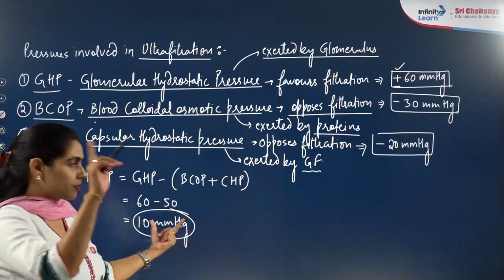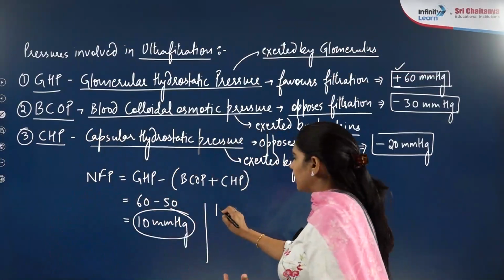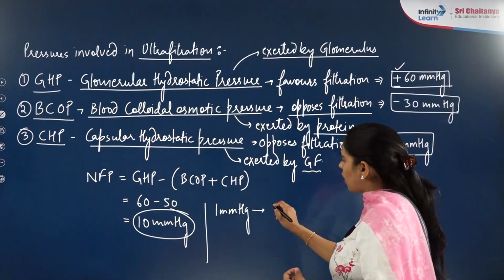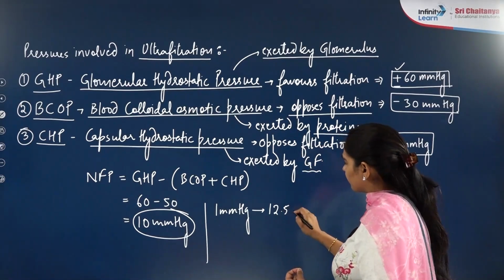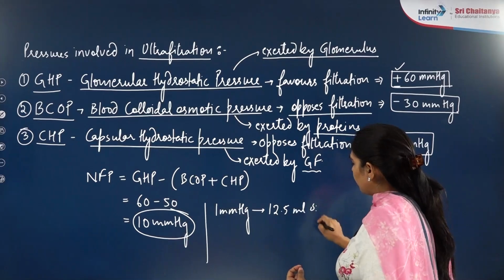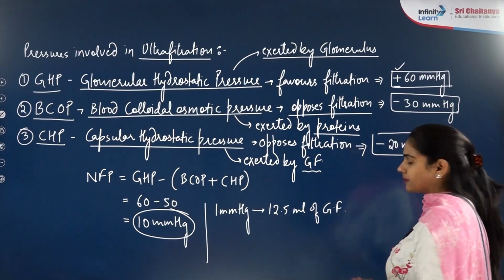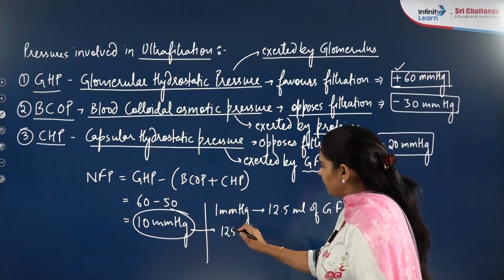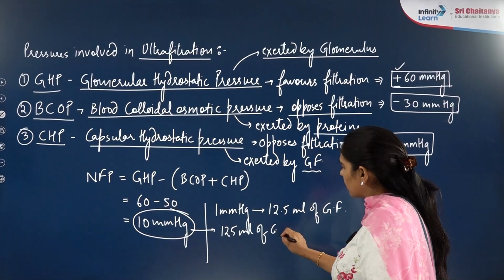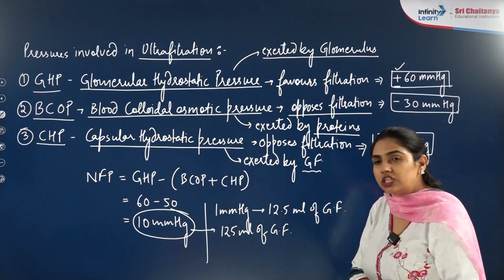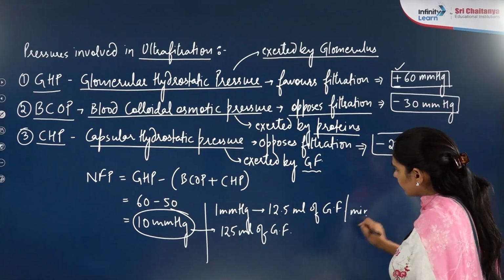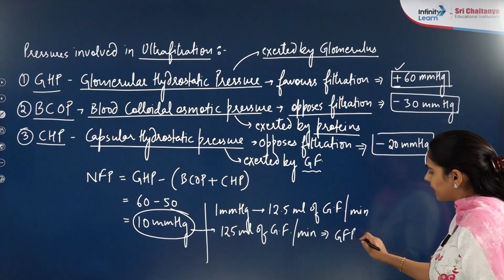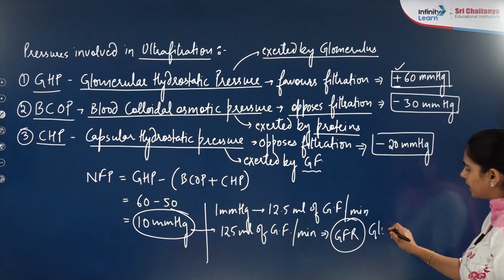10 mm of Hg. If you can remember this, 1 mm of Hg pressure will lead to formation of 12.5 ml of glomerular filtrate. So by this 10 mm of Hg, 125 ml of glomerular filtrate will be formed in how much time? Per minute. So this is your glomerular filtration rate, GFR. Very, very important to remember.